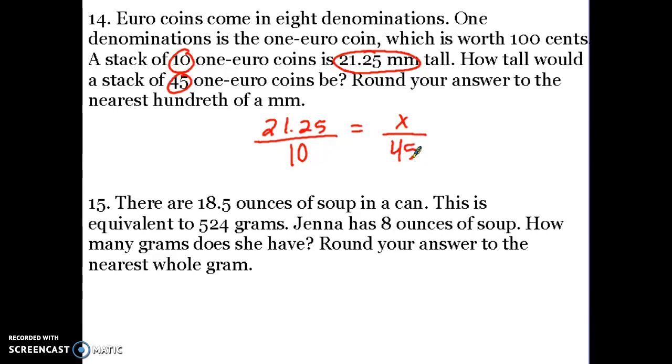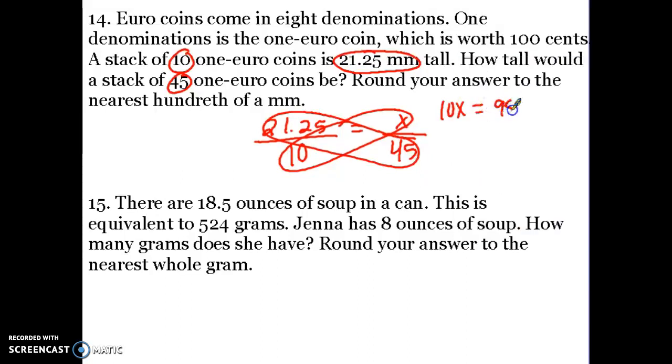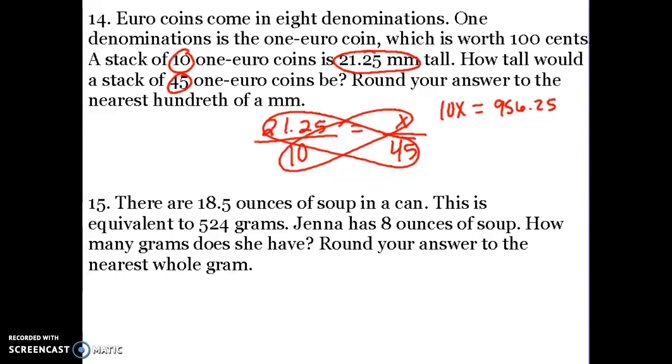Now I cross multiply. 10 times x is 10x. 21 and 25 hundredths times 45 is 956.25. Divide by 10, and x is 95.63. It will be 95.63 millimeters tall.